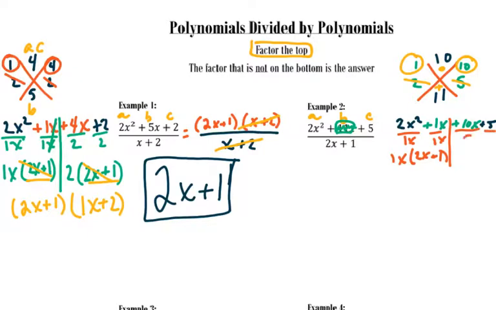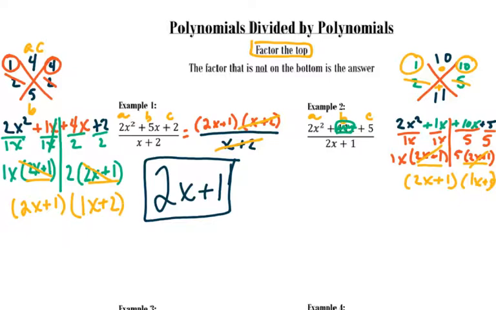Same thing. I can divide these both by 5. 10 divided by 5 is 2 with an x. 5 divided by 5 is 1. My parentheses match, so that gets to come out. My leftovers are a 1x plus 5.